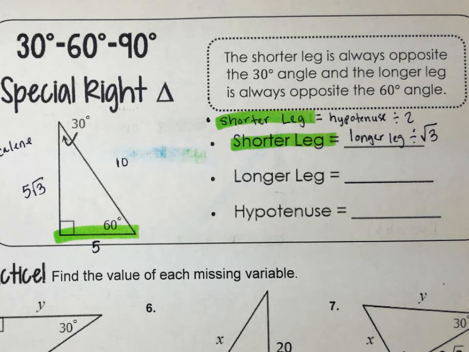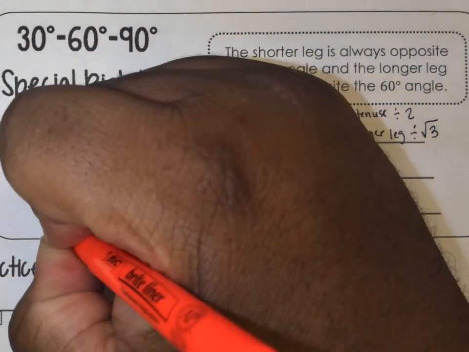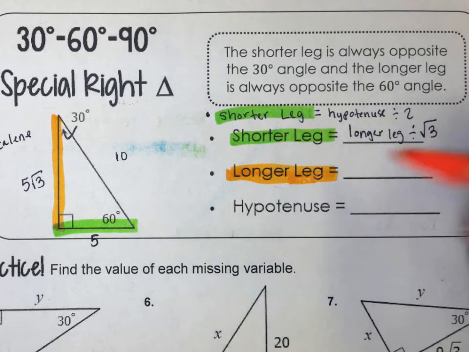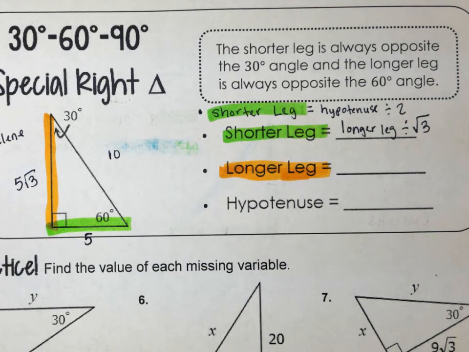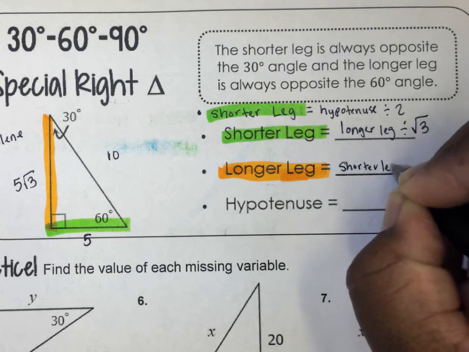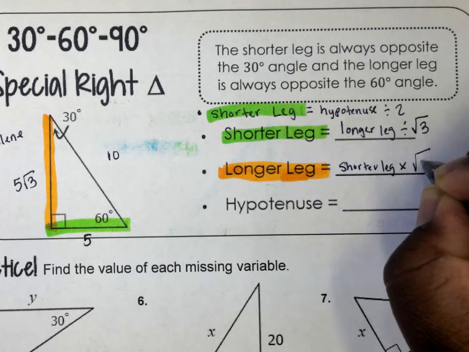Like I said, the shorter leg is kind of like a little central area. So you have to go through it and get whatever you need, even for the other two. So next one, longer leg. If I'm looking for my longer leg here, I would need the shorter leg, and it's going to be the shorter leg times square root of 3.